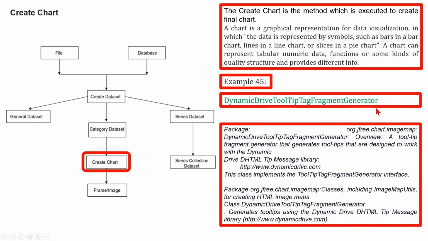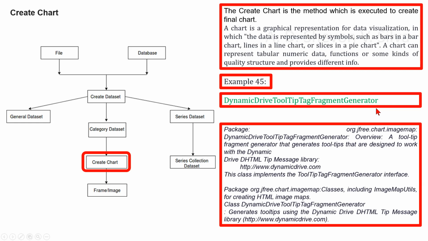Overview in dynamic drive tooltip tag fragment generator in package org.jfree.chart.imagemap, a tooltip fragment generator that generates tooltips that are designed to work with the dynamic drive DHTML tip message library, http://www.dynamicdrive.com. This class implements the tooltip tag fragment generator interface.